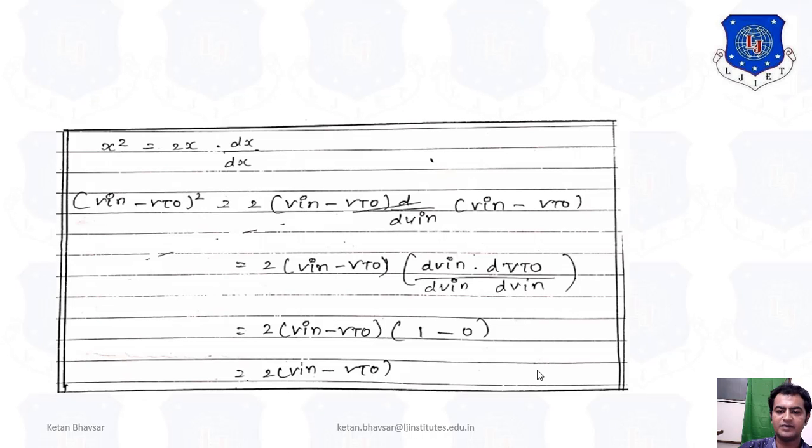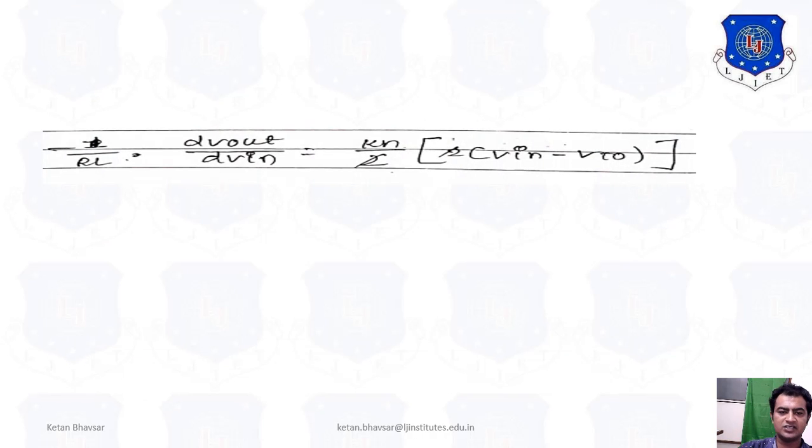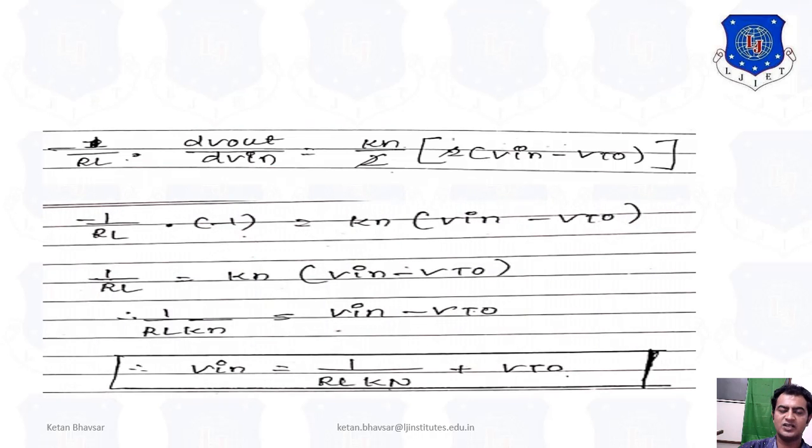So 2 into V in minus VTO into dV out upon dV, which is equal to dVTO upon dV. So we have 2 into V in minus VTO into 1 minus 0, so 2 into V in minus VTO. Finally we get this equation for that case: minus 1 upon RL into dV out upon dV is equal to Kn by 2 into V in minus VTO. So minus 1 upon RL; dV out upon dV we have minus 1, so we put minus 1 here, is equal to Kn into V in minus VTO.